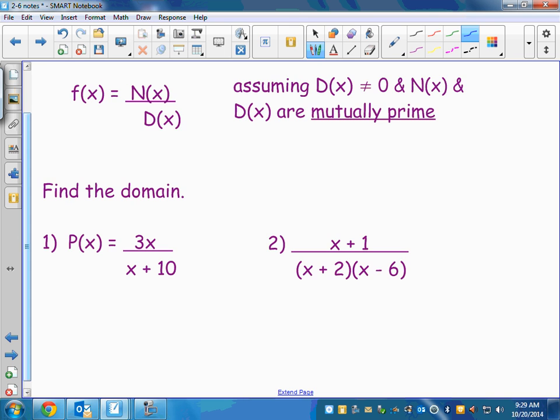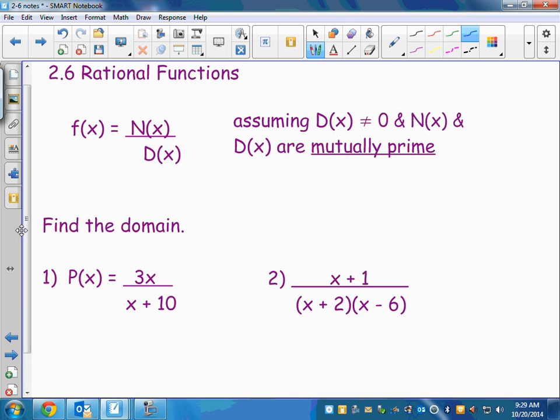Going with it. Rational functions. If I said find the domain of this, you just have to remember, if you see a denominator, you can't have a denominator equal to 0. So your domain has to be excluding what makes the denominator equal to 0, which is sometimes pretty easy to tell, right? What can't x be in this problem? -10. X cannot be -10.